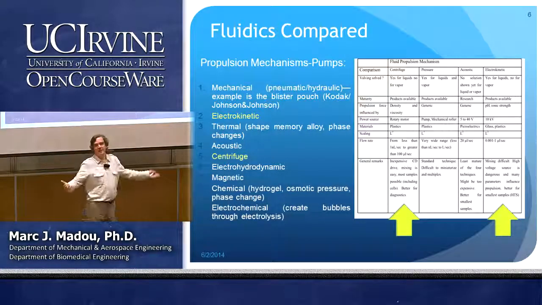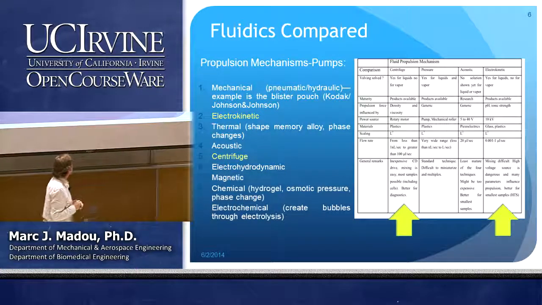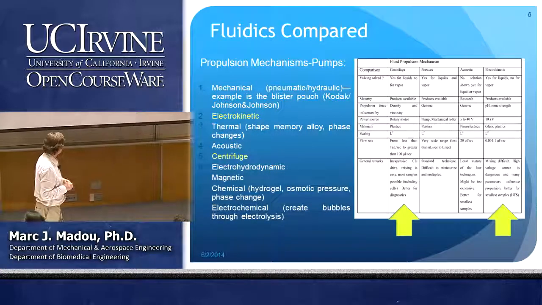With pumps, even a bigger range, we all know that, right? You can literally pump buckets. Acoustic published results show something like 20 microliters per second. And then electrokinetic can also go very, very small because we know that scales better in the microdomain. You can literally do picoliters there per second.